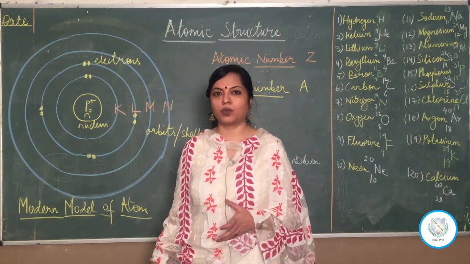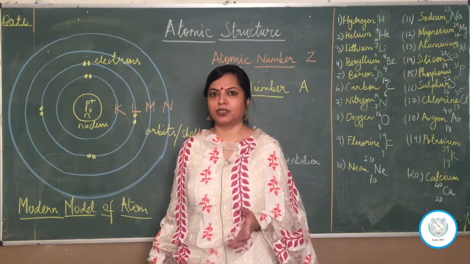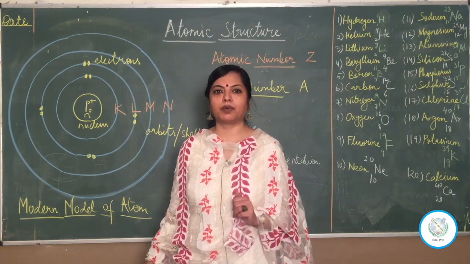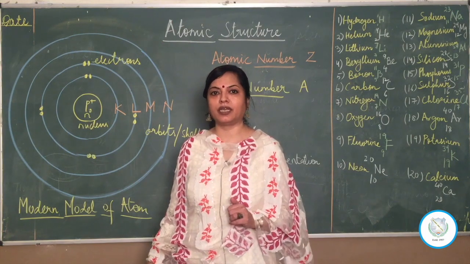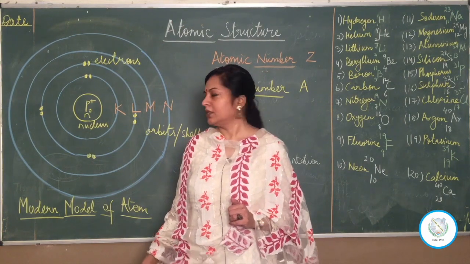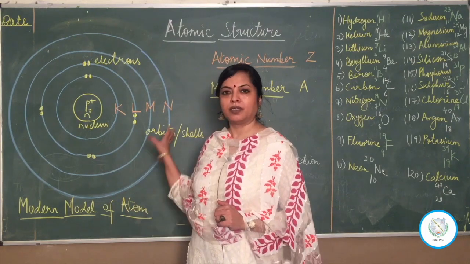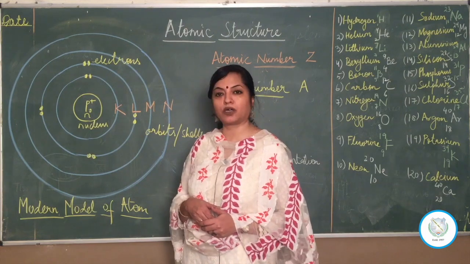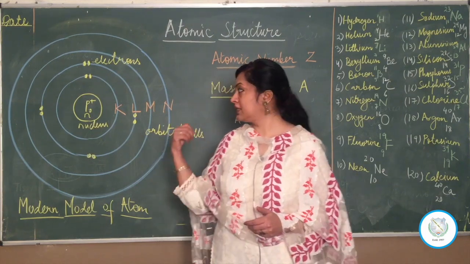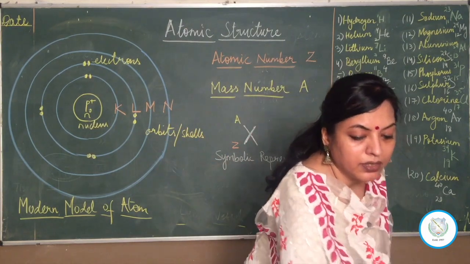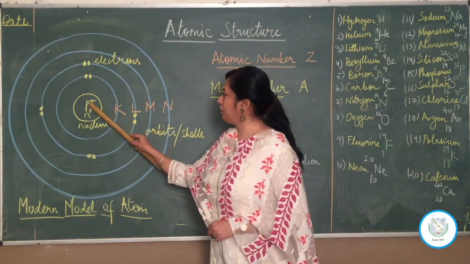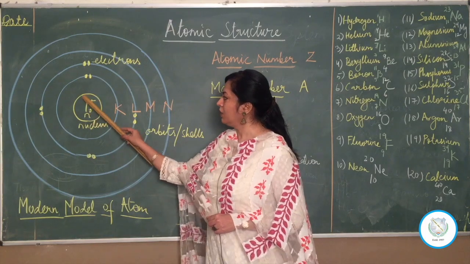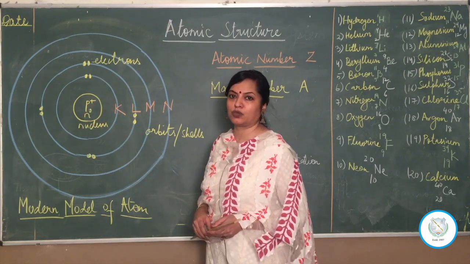Then a lot of work was done by J.J. Thomson, Rutherford, Niels Bohr to figure out how these subatomic particles are arranged in an atom. And finally, the modern model of atom clearly depicts or displays the arrangement of these subatomic particles. Now, as you can see in this modern atomic model, the protons represented as P plus and neutrons represented as N0 occupy the nucleus of the atom.